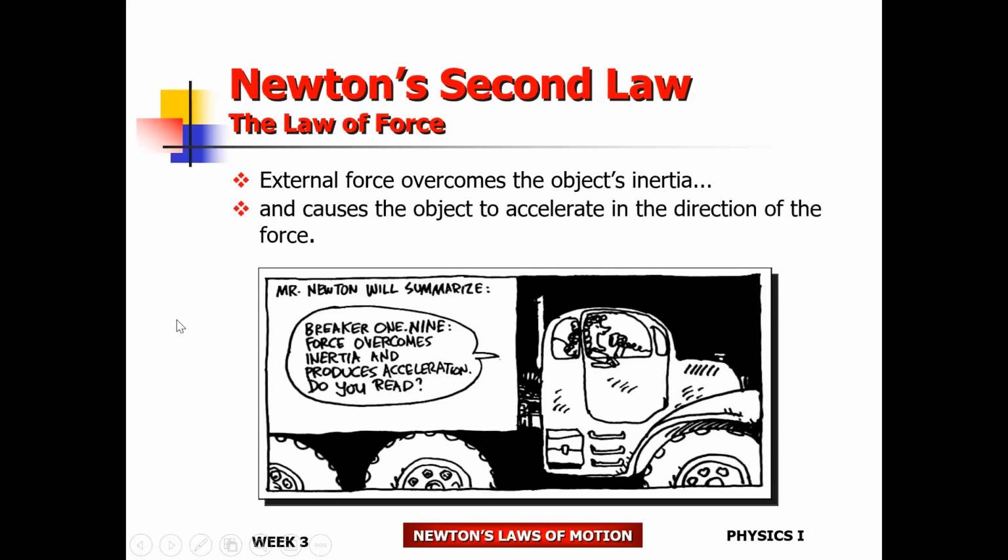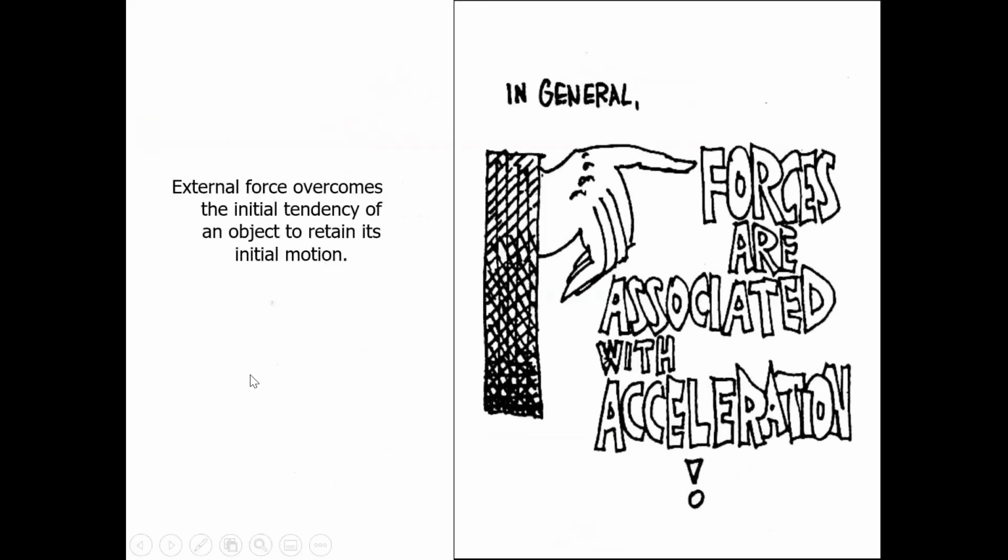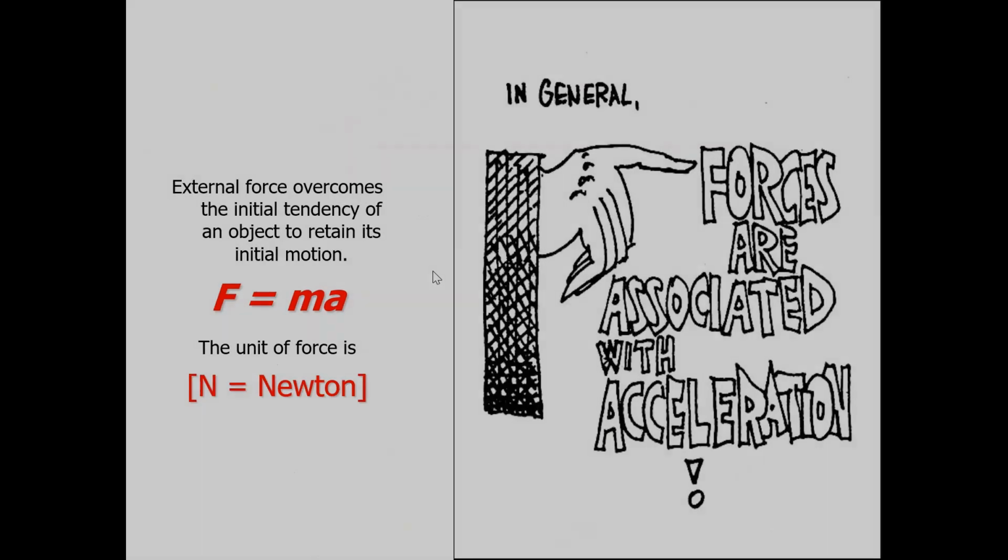It's going to make you go faster, slower, or change direction in the direction of the external force. So a force acting on a system is going to cause it to accelerate. A force acting on this mass is going to cause it to accelerate. The unit of force is going to be newtons. So that becomes the second law.